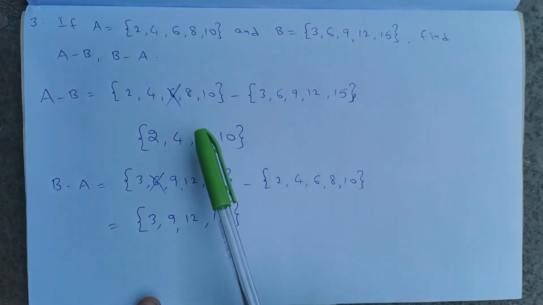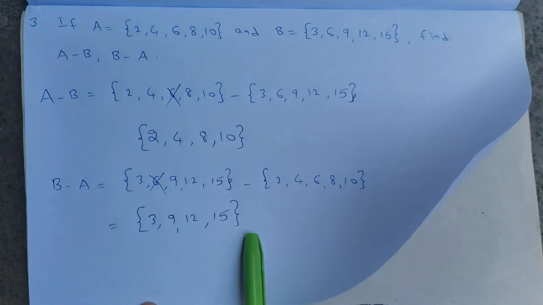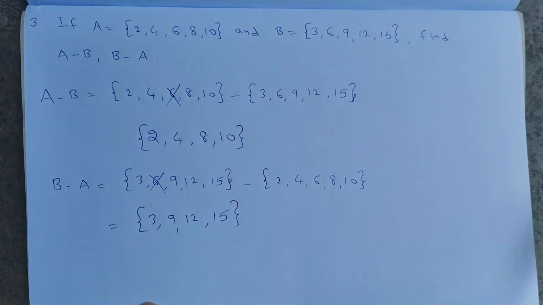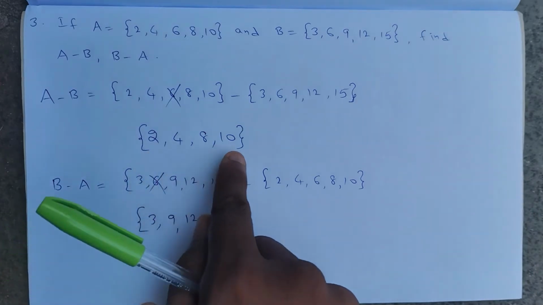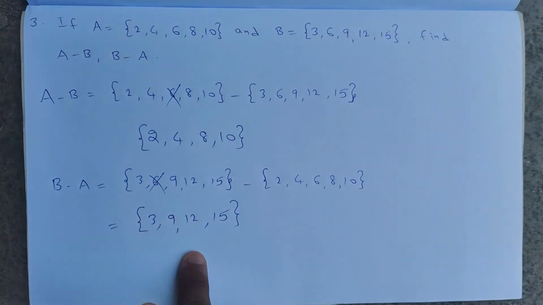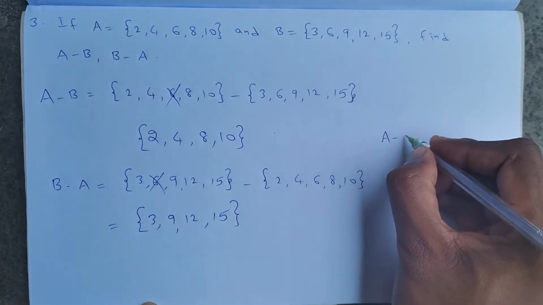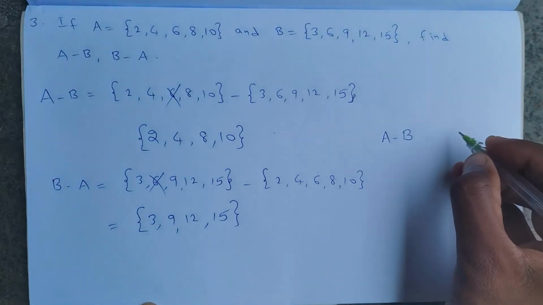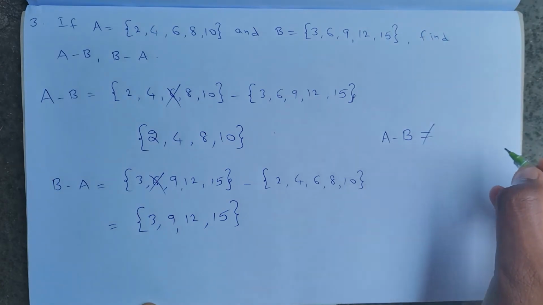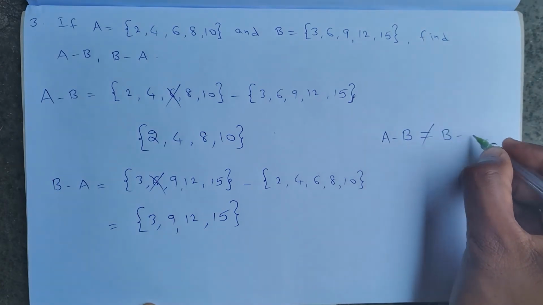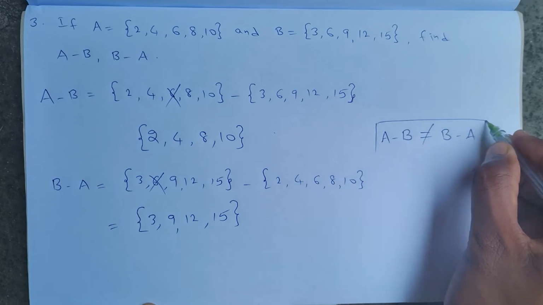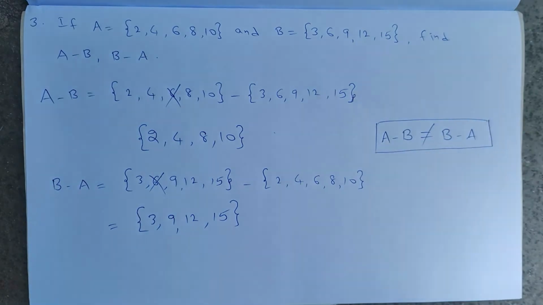Now if we observe these two sets A minus B and B minus A, we can clearly and easily say A minus B is {2, 4, 8, 10} and B minus A is {3, 9, 12, 15}. Both are completely different. So we can conclude A minus B is not equal to B minus A.